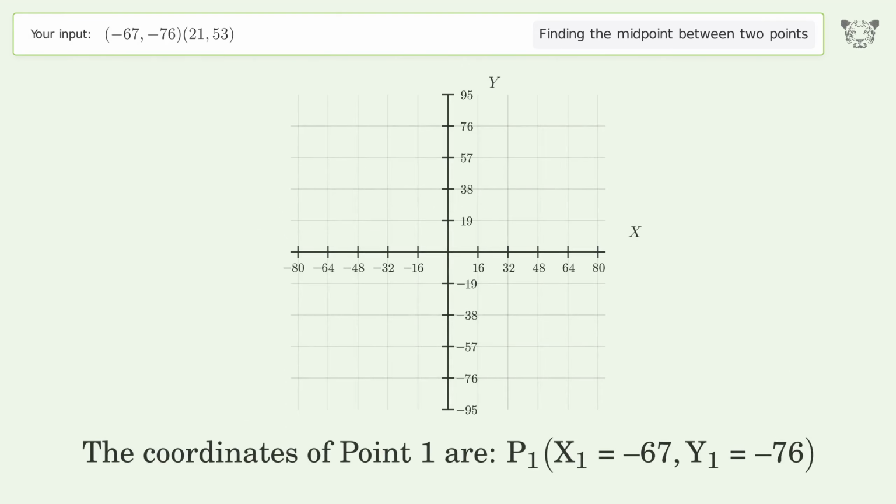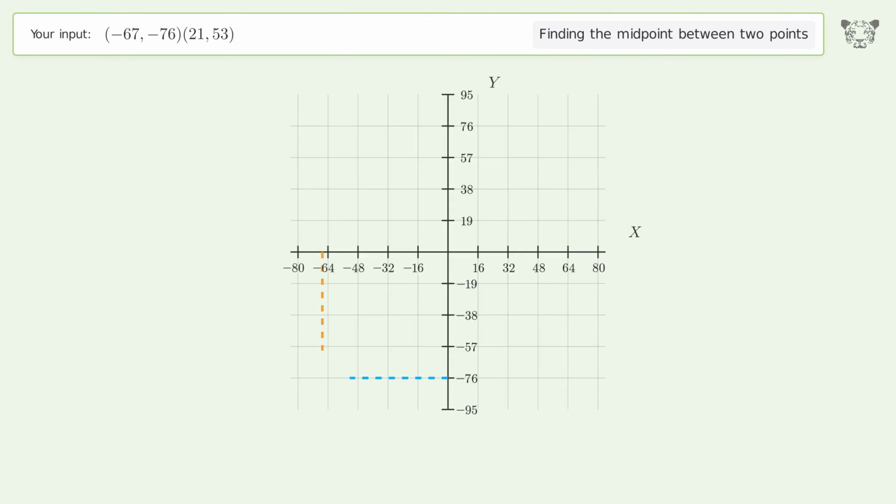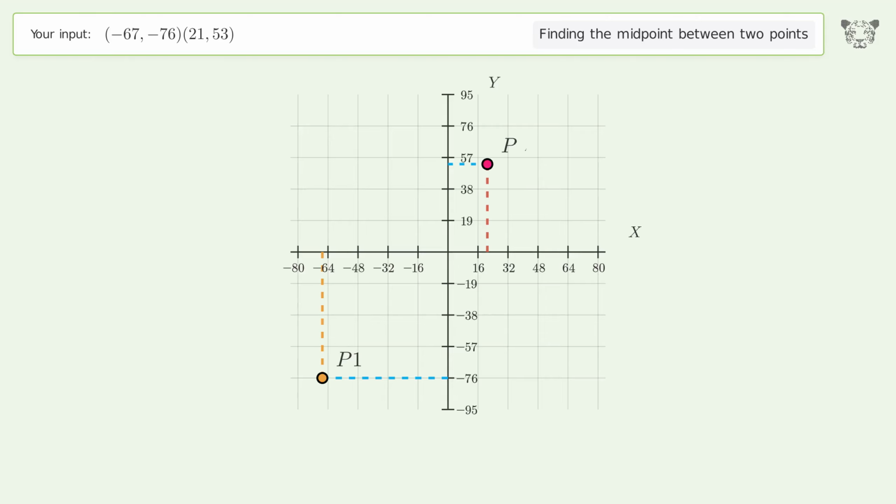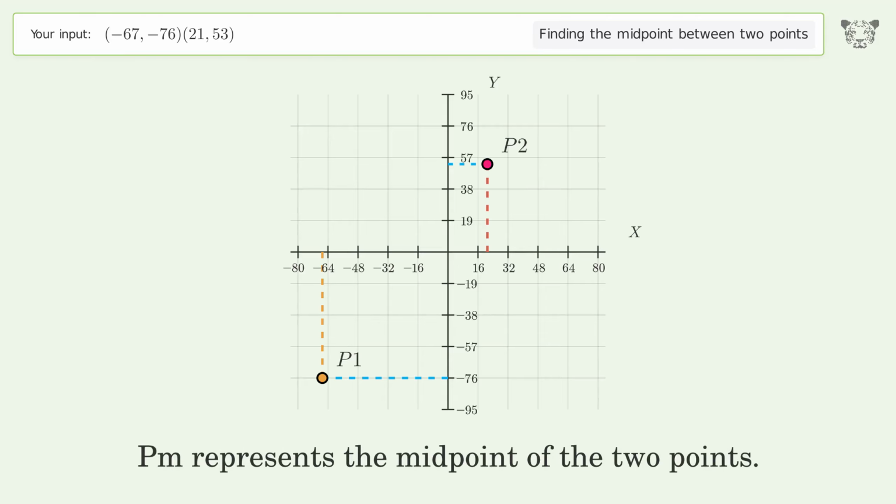The coordinates of point 1 are, x1 equals -67, y1 equals -76. The coordinates of point 2 are, x2 equals 21, y2 equals 53. PM represents the midpoint of the 2 points.